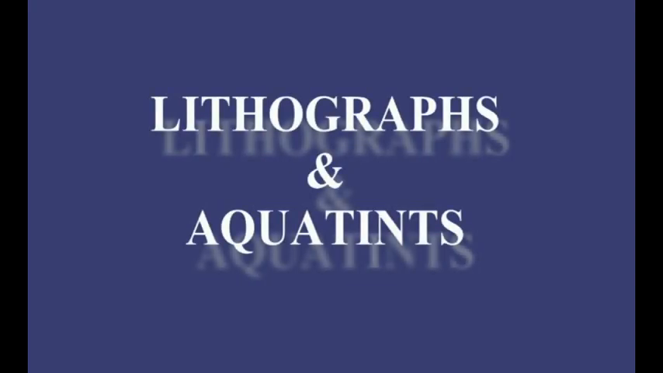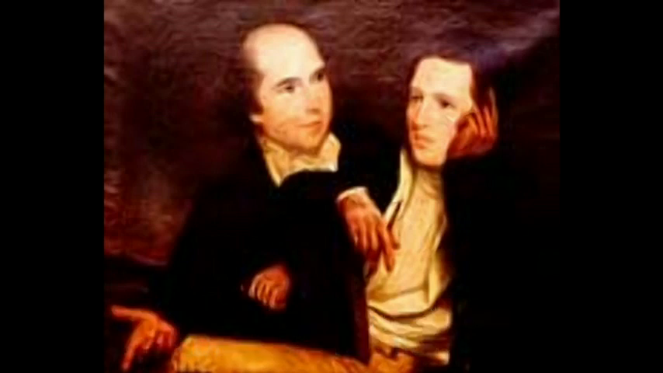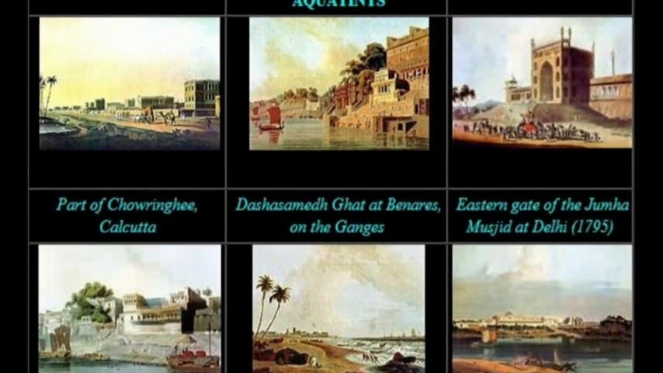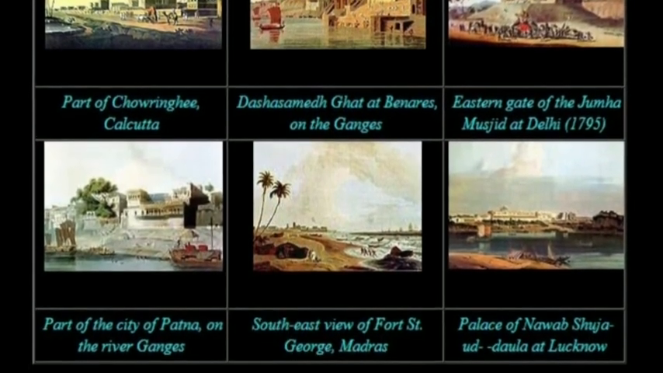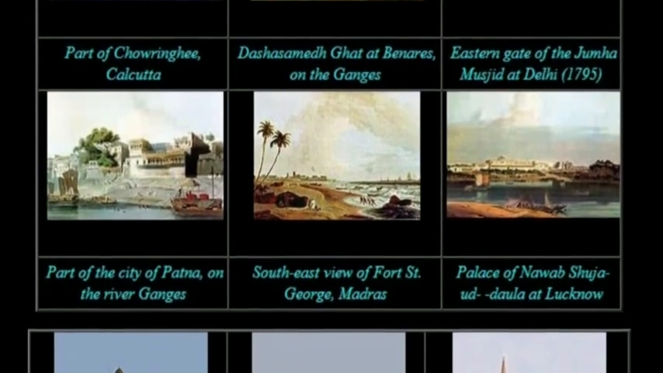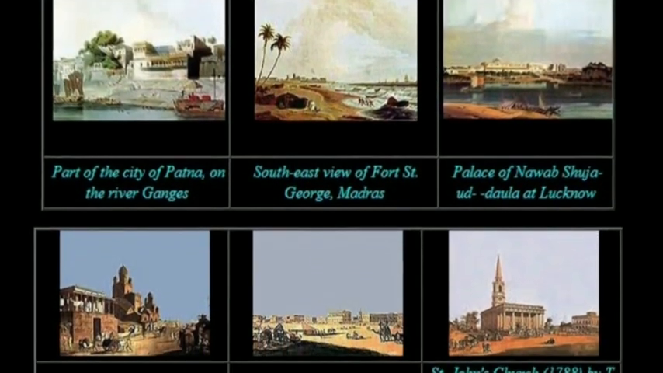Lithographs and aquatints. Lithographs and aquatints by many artists are at the memorial. Some of the best are by the Daniels, T. and W. Daniel, and by Sir Charles D'Oyly. Aquatints made by Thomas and William Daniel in the late 18th century.